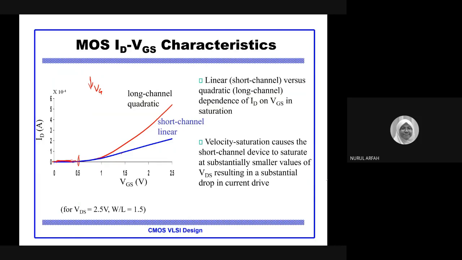So velocity saturation causes the short channel device to saturate at substantially smaller values of the drain source voltage, resulting in substantial drop in current drive. Okay, so just in case anybody is not clear, this graph is ID versus VGS. If you go up one slide, Dr. Arfa.